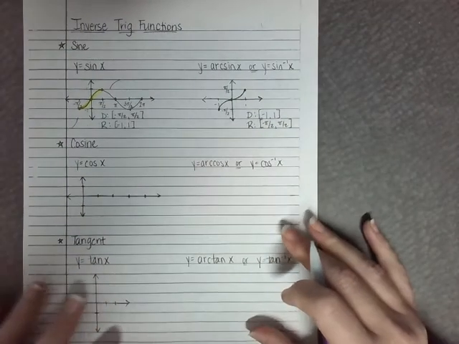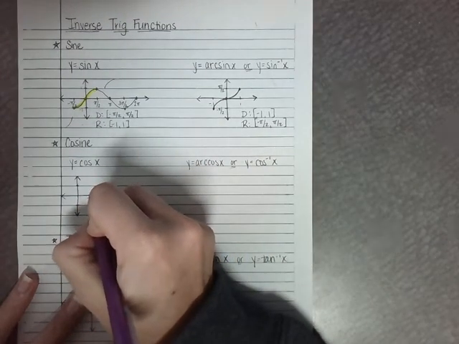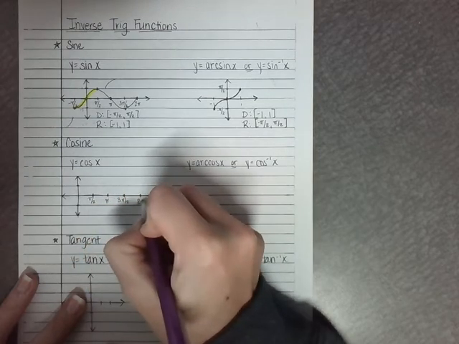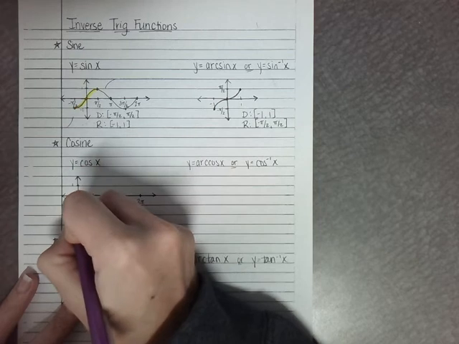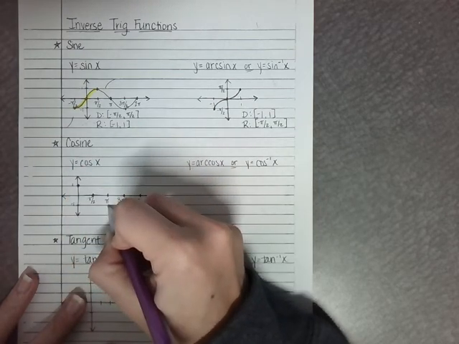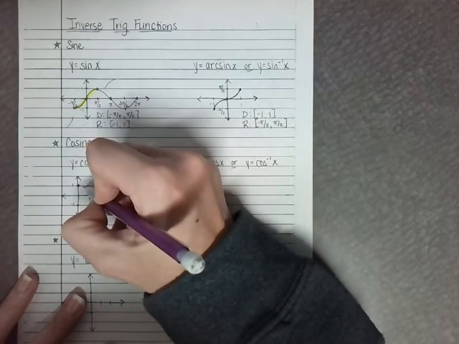Okay, let's look at cosine. Remember, our cosine graph has the same period as sine. It goes from 0 to 2 pi and 1 to -1, but it starts above the midline, and then it hits the midline, then it goes below, hits the midline, and goes back up. So here's our cosine graph.